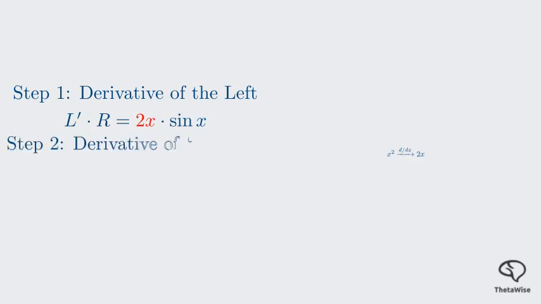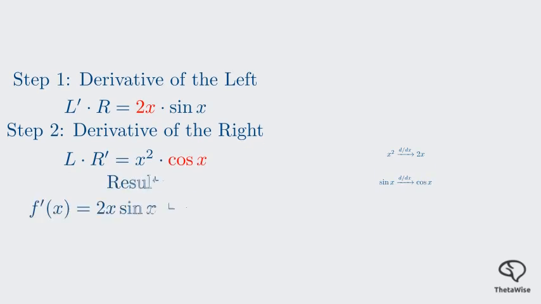Now, we add the original left side, x squared, times the derivative of the right. The derivative of sine x is cosine x. And that's it. It looks longer, but we are just following a specific order to make sure we account for how both parts are changing at the same time.